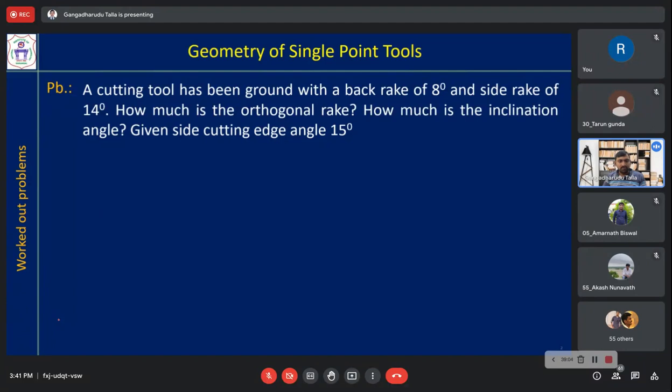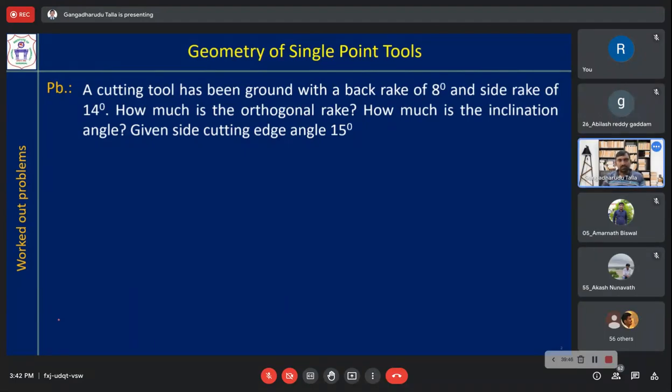Now you have to do gamma y, sir. Gamma y is 8 degree. What is side rake angle? 14 degree, gamma x. So gamma y and gamma x are given. What is asked? Orthogonal rake. What is its symbol? Gamma naught, or gamma O.